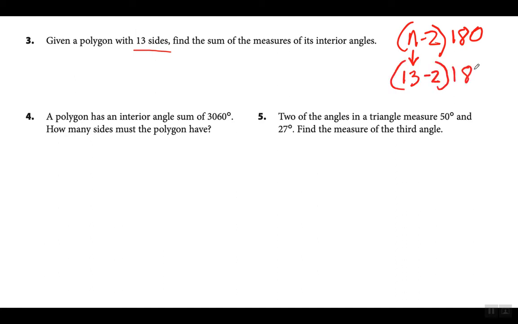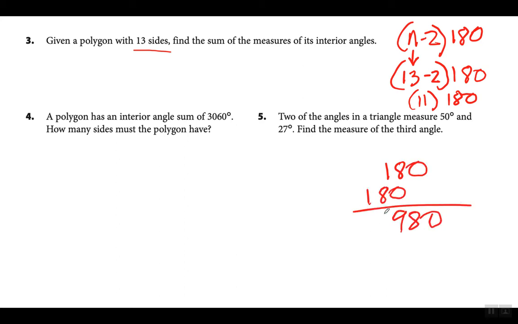Okay, dice que si tienen un polígono con 13 lados, encuentren la suma de la medida de los ángulos interiores. Básicamente usar esta fórmula, sustituir 13 donde está n. So it's going to be 11 times 180. All right, so 11 times 180 is going to give you 1,980.